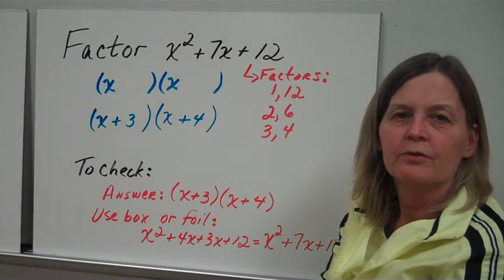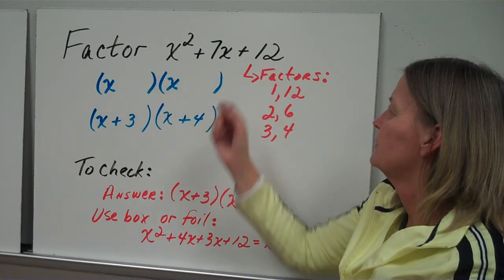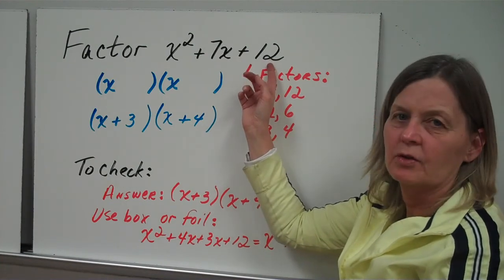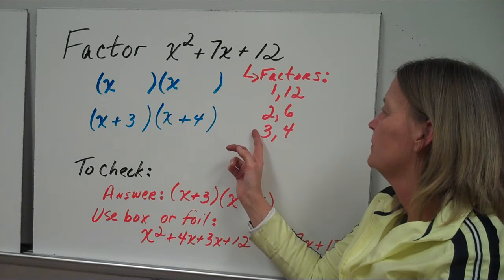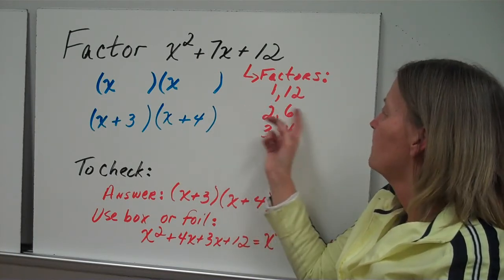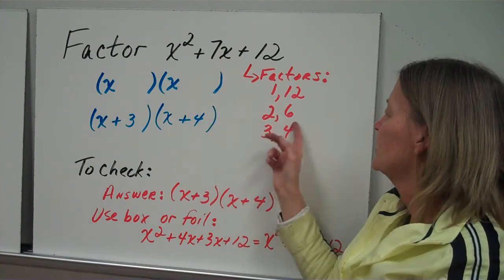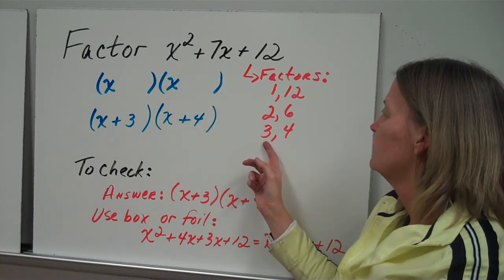So let's begin factoring. Here is a trinomial, x squared plus 7x plus 12. You need to list all the factors of 12. 12 has several pairs of factors: 1 and 12, 2 and 6, 3 and 4. Next point is, look at 1 and 12. Is there a relationship to 7? 2 and 6, do you see a relationship to 7? And then 3 and 4.